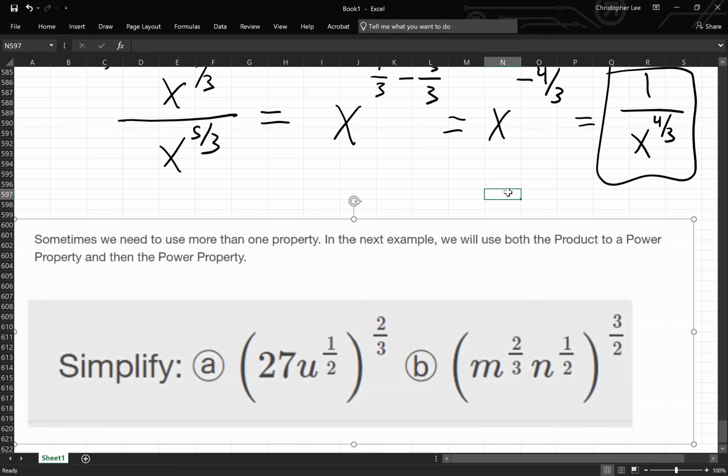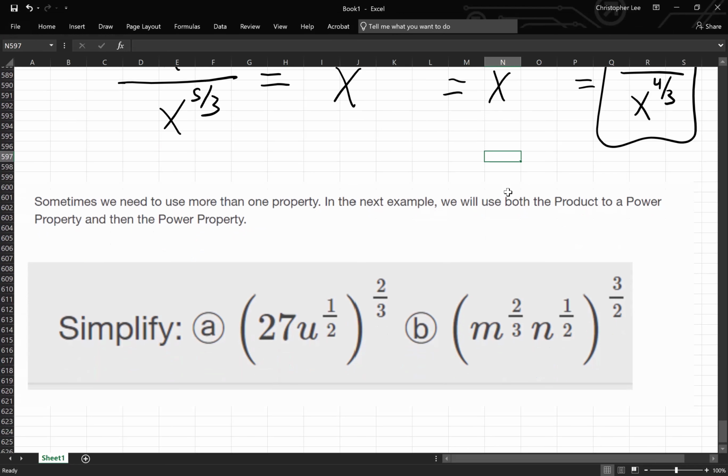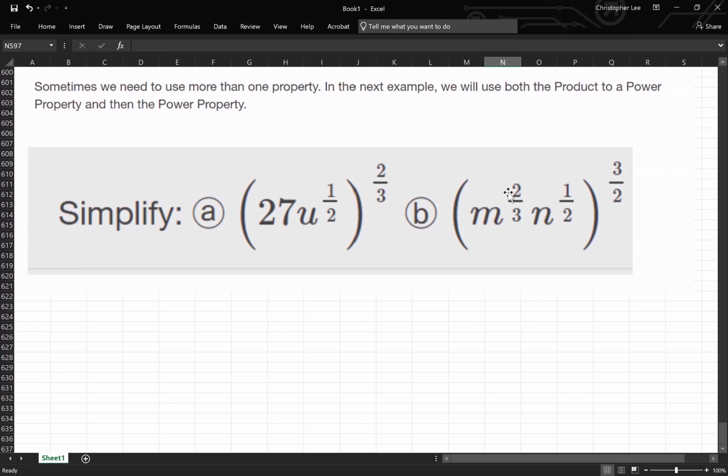So sometimes we need to use more than one property, right? In this example, you will use both the product to a power property and then the power property. So try this out, and then we'll work on that together.